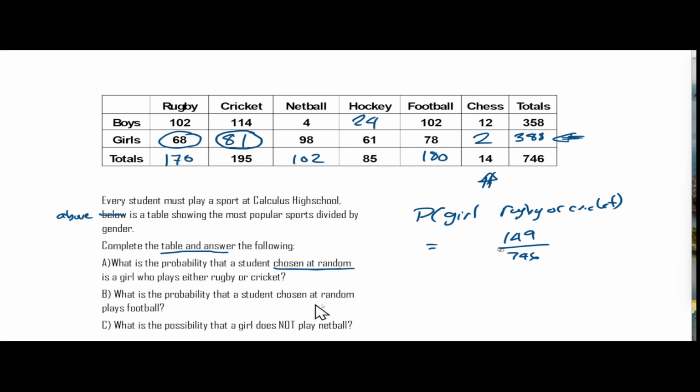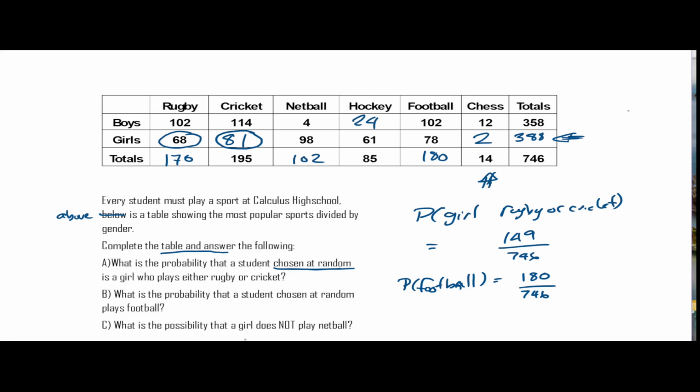Okay, what is the probability that a student chosen at random plays football? How many students play football? 180. We don't care whether they're boys or girls. So the probability that they play football is 180 over 746, and that probably simplifies. They're both even numbers, so it's going to simplify, but we don't really care.